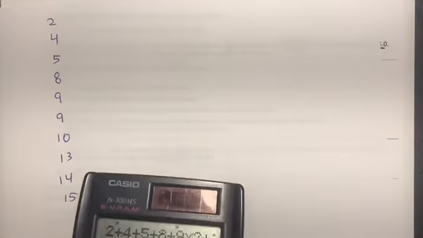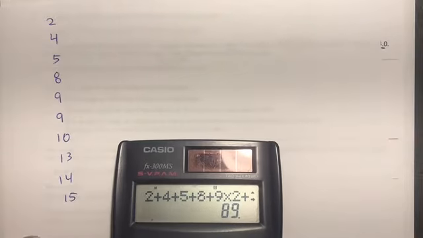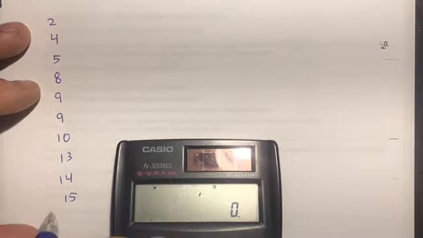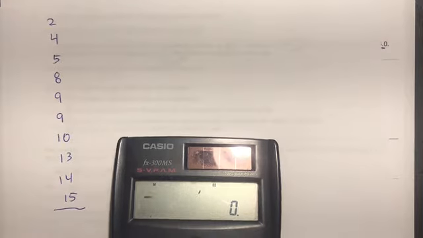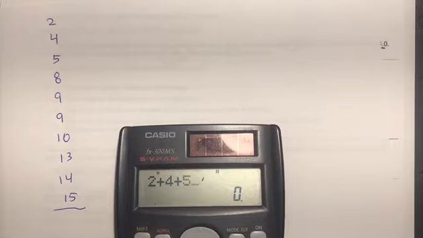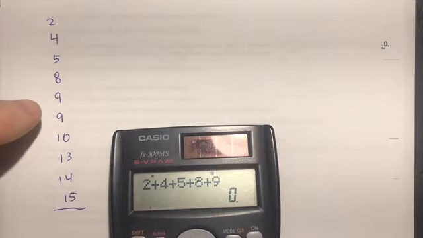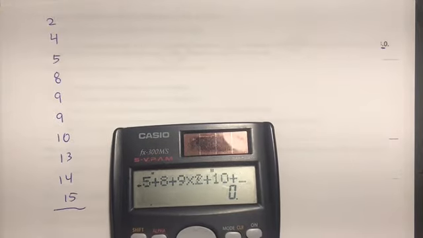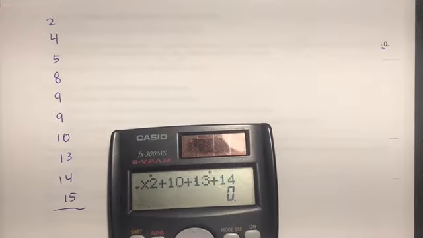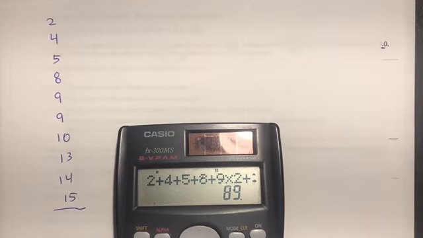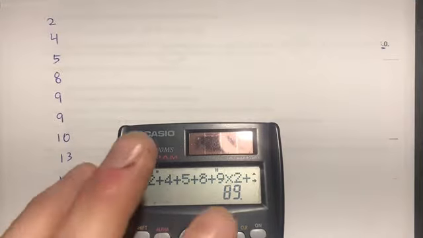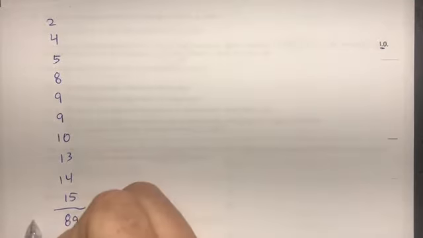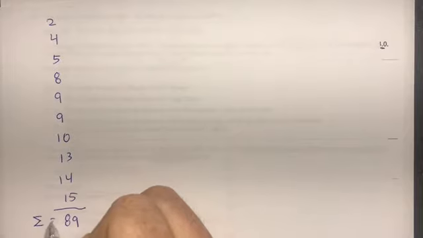All right, so I'm going to bring my calculator in here. We're going to add these up. I've already done it once and got 89, but you always want to do this twice. So I got 2 plus 4 plus 5 plus 8 plus 9, and I got 2 9s, so I'm just going to go times 2, plus 10 plus 13 plus 14 plus 15. And see there, I got 89 again. So you always do this twice. All right, so I add these up, I get 89. That's my sum, which is capital sigma.